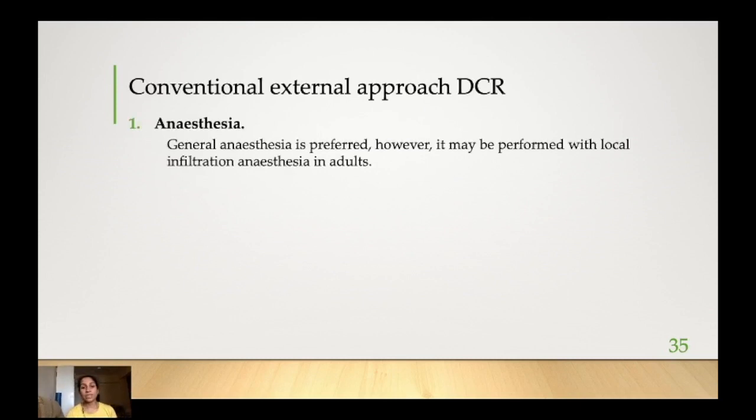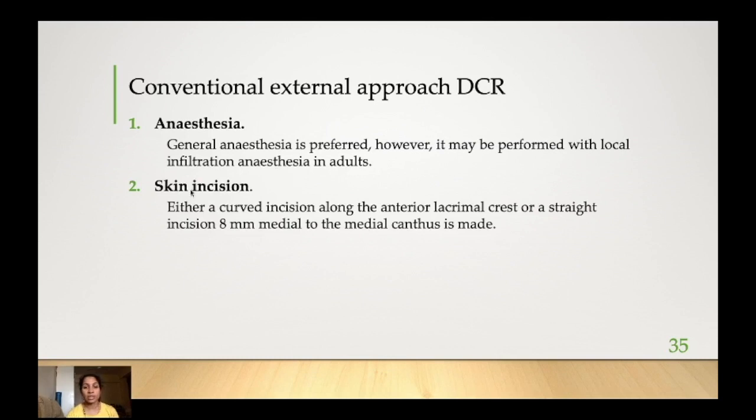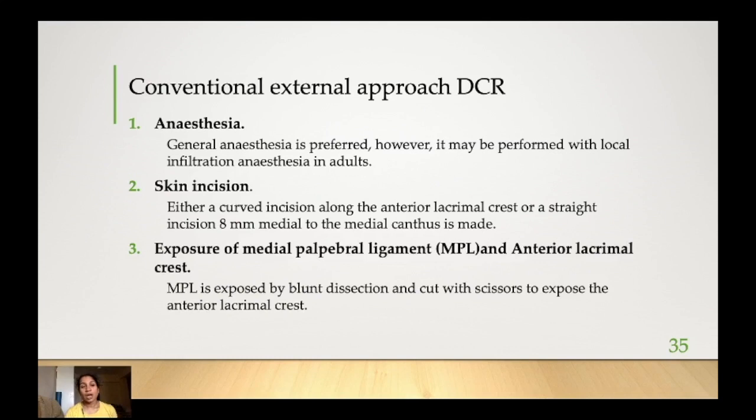So here the first step is anesthesia. General anesthesia is preferred, but sometimes they will do it with local infiltration anesthesia in adults. First we have to give anesthesia, then skin incision, either a curved incision along the anterior lacrimal crest or a straight incision 8 mm medial to the medial canthus is made. After making that incision, exposure of the medial palpebral ligament and anterior lacrimal crest.